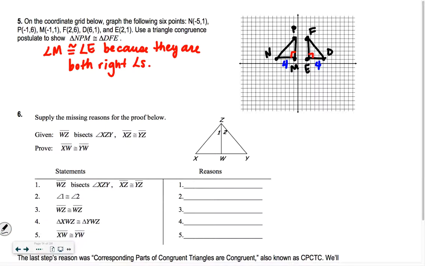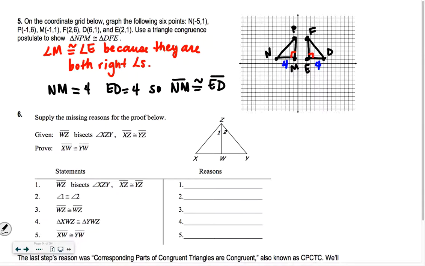All right, so if I want to talk about a length, I do NM, no line over it, is equal to 4. And ED, no line over it, is equal to 4. So that means that NM is congruent to ED. Does that make sense because they have the same measurements? Do we know any other measurements?